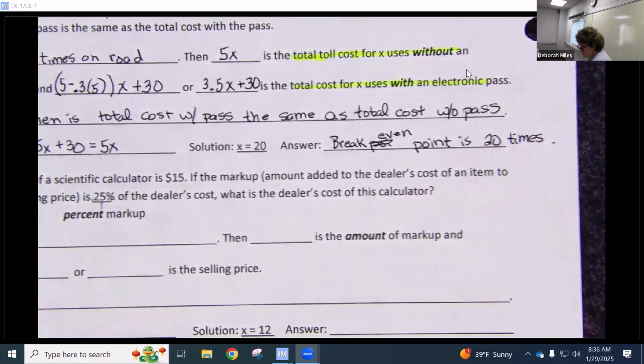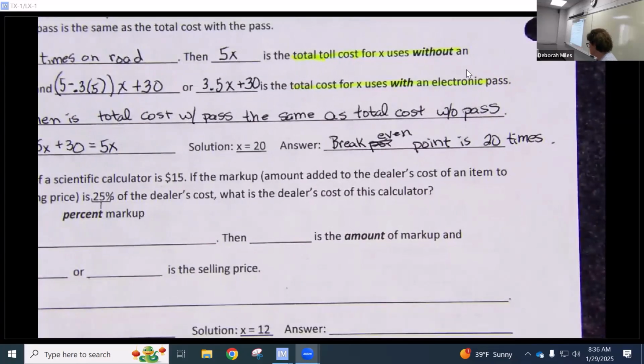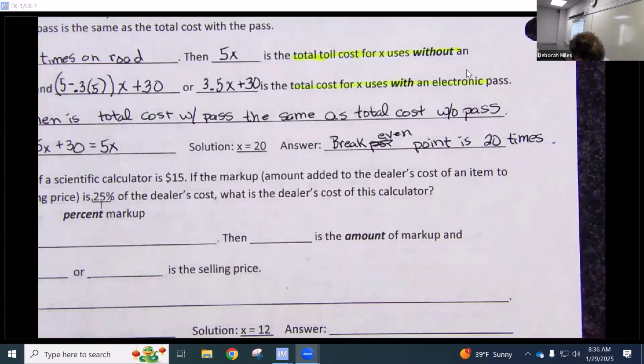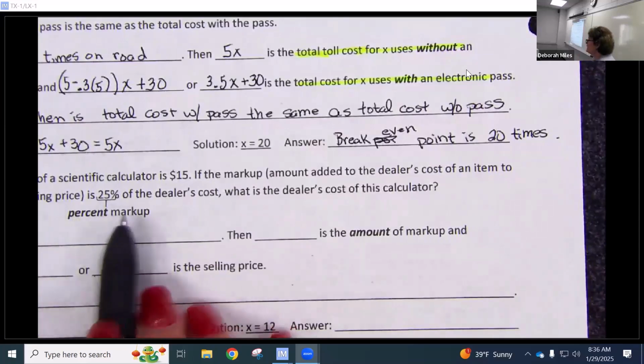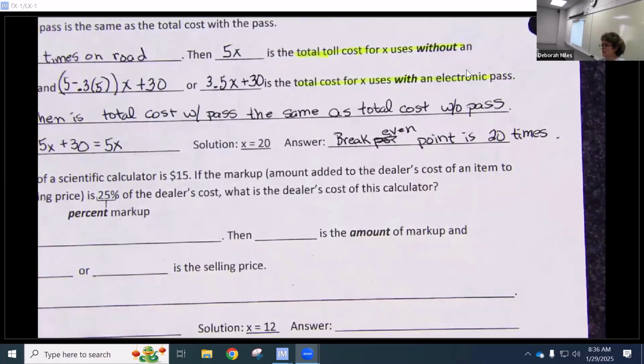All right, number 4. The selling price of a calculator is $15. Do I understand what that means? That's how much it's going to cost me at Walmart, right? If the markup, which is the amount added to the dealer's cost of an item to arrive at the selling price, is 25% of the dealer's cost, I gave you some words there. That's called your percent markup. So do I understand what's going on? How is the Walmart price derived?